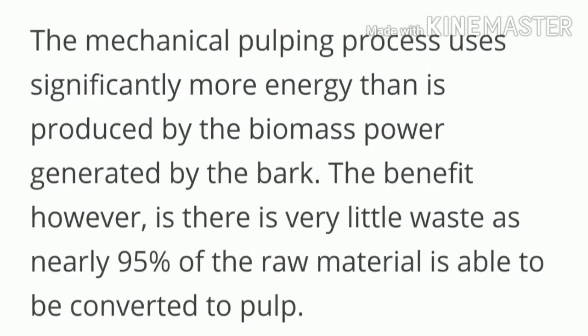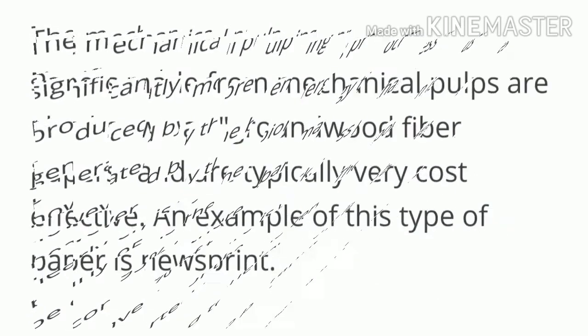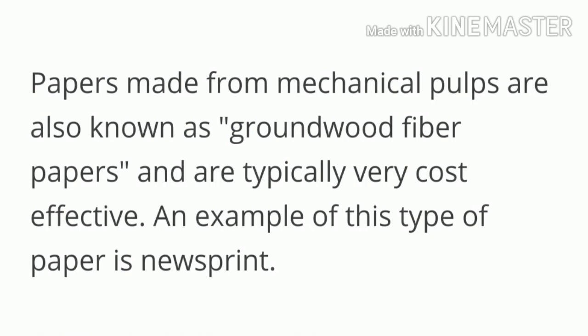The mechanical pulping process uses significantly more energy than is produced by the biomass power generated by the bark. However, the benefit is very little wastage. Nearly 95% of the raw material is able to be converted to pulp. Papers made from mechanical pulps are also known as groundwood fiber papers and are typically very cost effective. An example of this type of paper is newsprint.